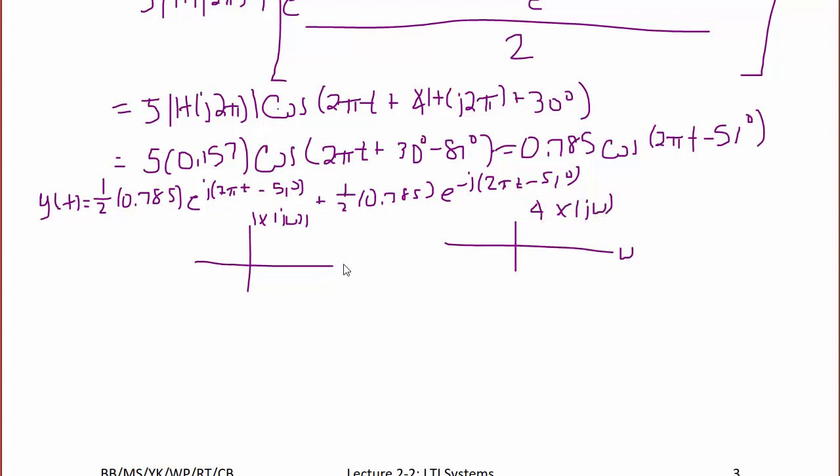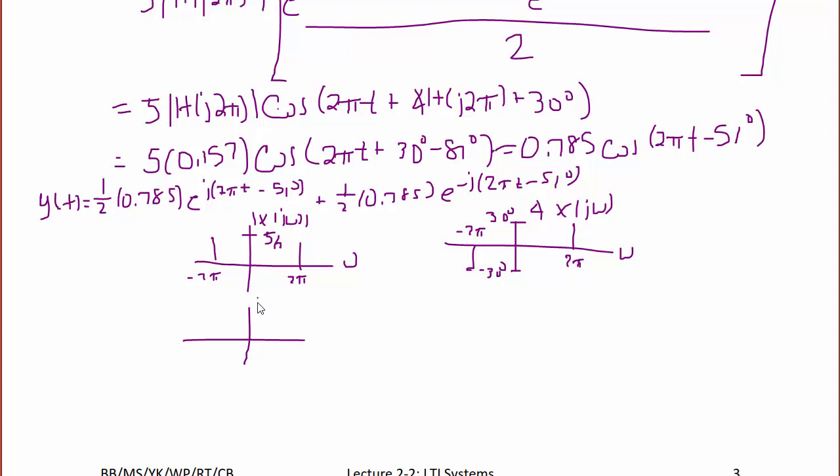First, the magnitude of X(jω) and the phase of X(jω) are going to have two frequency components, one at negative 2π, one at positive 2π, and both of them have values of 5/2. There are also two angles, one at negative 2π and one at positive 2π. The one at negative 2π has a value of negative 30 degrees, and the one at positive 2π has a value of 30 degrees. Notice that X(jω) also has conjugate symmetry.